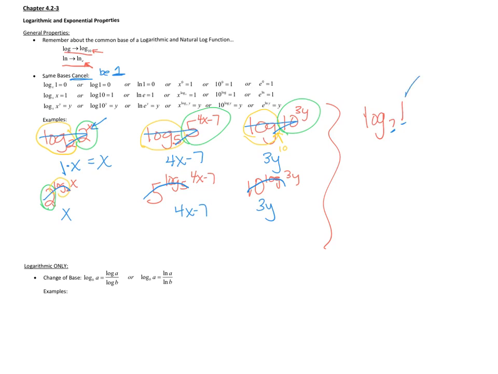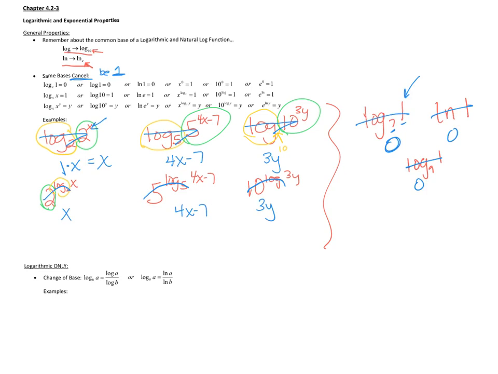But anytime this number here is a 1, it's going to cancel to be 0 as my answer. So it doesn't matter what number. We could take the natural log of 1. Again, it's still going to be 0. We could take log base 9 of 1. It's going to cancel to be 0. So that's one of our properties.